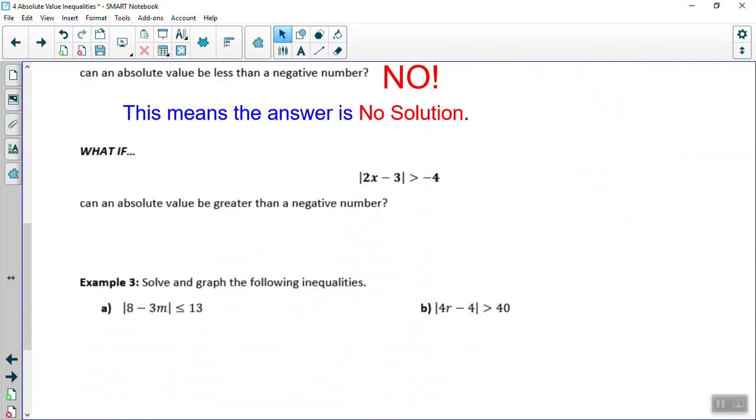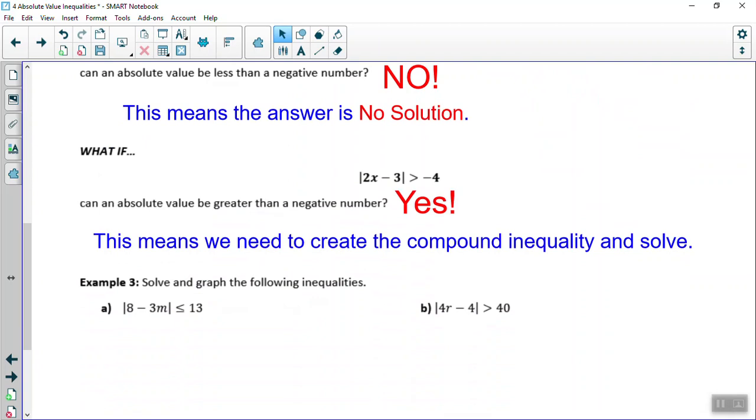All right. Now, what if we have this one? We still have a negative number here. But can an absolute value be greater than a negative number? Yes, it can. It absolutely can, because positive numbers are greater than negative numbers. And remember, we said that an absolute value has to be positive. So all positive numbers are greater than negatives. Okay? So this means we need to create the compound inequality and solve. Right? So when we have these, we would then create our compound, we would then split them up just like normal, and then we would solve them.